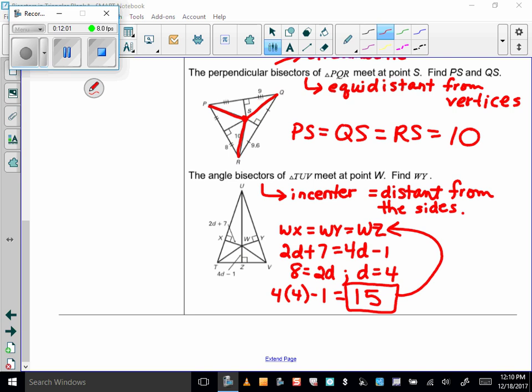Okay, so in this problem, like I said, we got the angle bisectors. We know that their point of concurrency is going to be the incenter, and we know that the incenter is equidistant from the sides. I'm going to write that over and over till it's stuck in my head. So I know that WX is going to equal WY is going to equal WZ, and they give me the lengths for two of those. So I just set them equal, and I find out that D is 4, and then I plug that into either one of these equations, and I would get that all three of those segments measure 15 units.